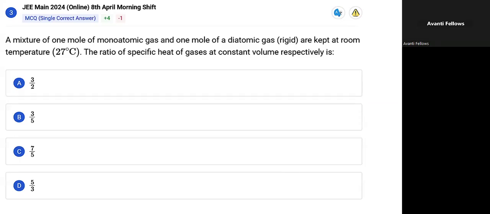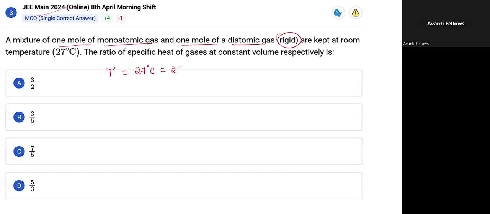So I think I've given enough time to solve this question. Let's just try to solve it. All of these questions are previous year JEE 2024 questions, so this is going to be really important for you. A mixture of 1 mole of monoatomic gas and 1 mole of diatomic gas, which is rigid, are kept at room temperature. The temperature is given to you as 27 degrees Celsius.